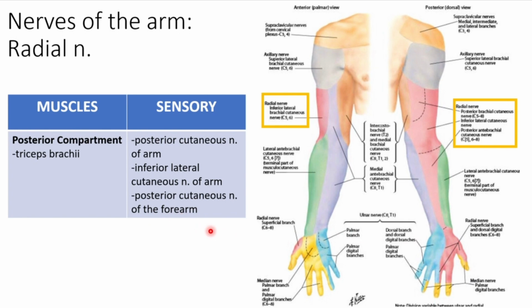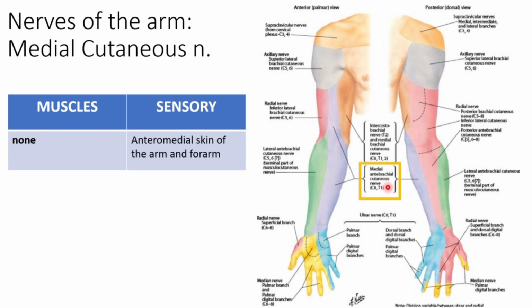The cutaneous innervation from the radial nerve provides sensation via the posterior cutaneous nerve of the arm, the inferior lateral cutaneous nerve of the arm, and the posterior cutaneous nerve of the forearm. Lastly, the medial cutaneous nerve of the arm branches from the medial cord and supplies the anteromedial skin of the arm and the forearm.